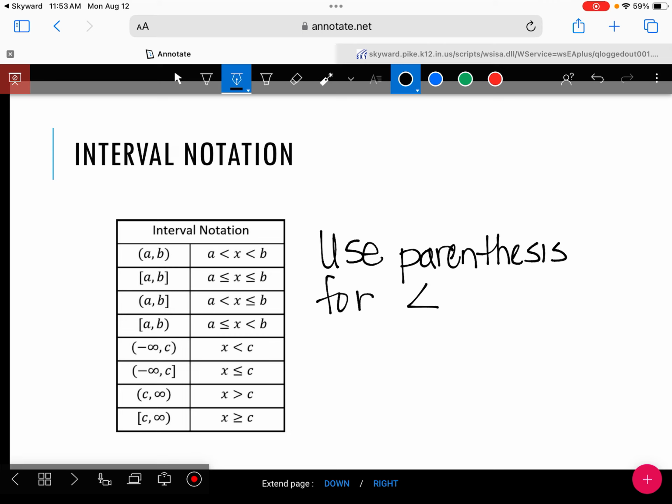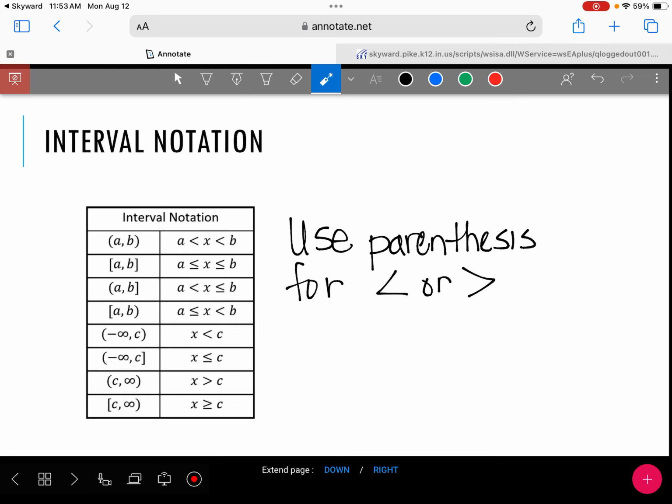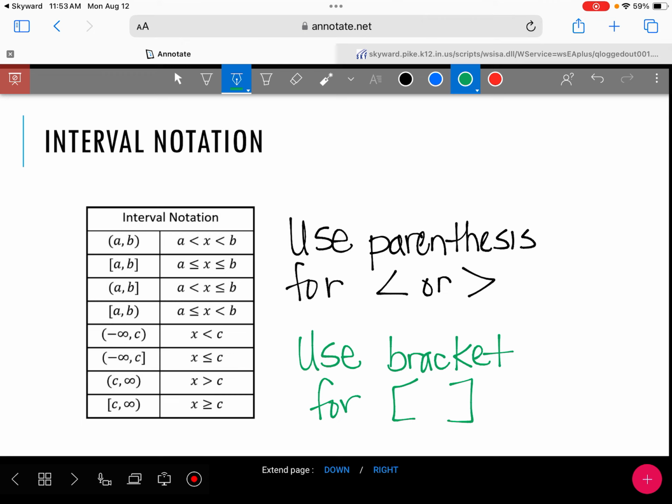For these two inequalities. And that's what you'll see. Notice that here it says A is less than X is less than B. Notice how we use parentheses. But when we add that equal to, that's when we change it to a bracket. And that's really all that there is to it. It's nothing too complicated. You should have all seen this before in Algebra 2.